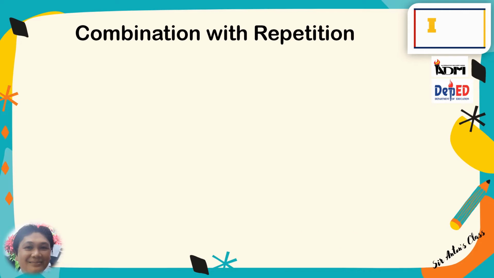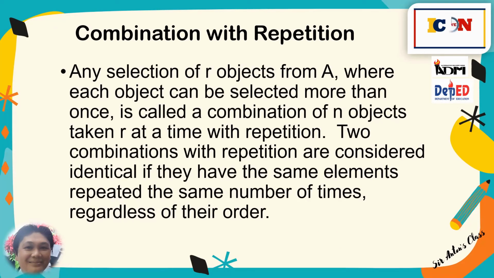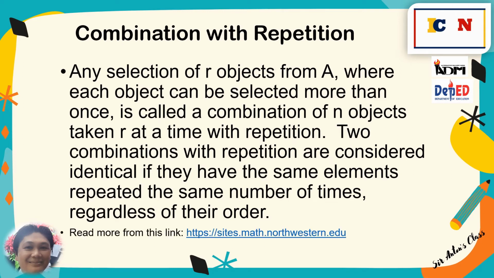So, here it is. It says any selection of R objects from N where each object can be selected more than once is called a combination of N objects taken R at a time with repetition. 2 combinations with repetition are considered identical if they have the same elements, repeated the same number of times, regardless of their order. If you want to learn more about this, you may visit this link on the internet.